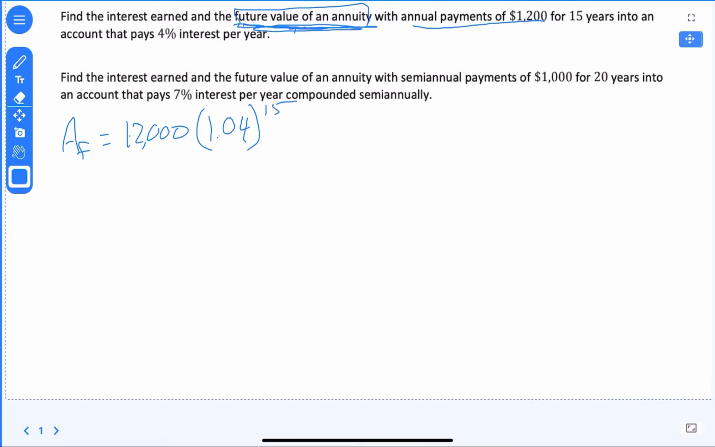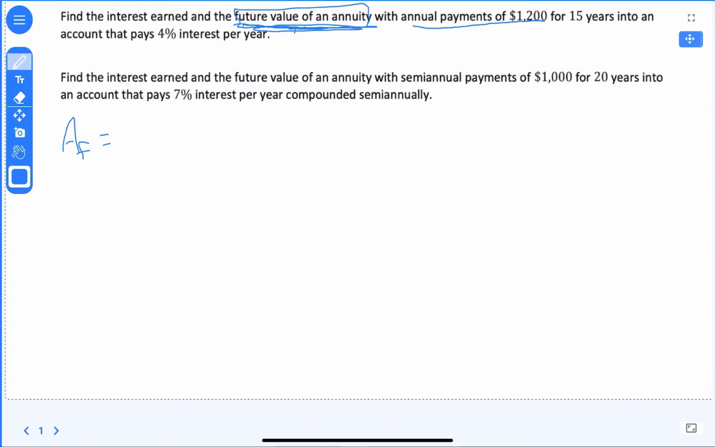Is that our formula? What would that tell us right there? Is that an annual payment? No, that is a one-time. I'm going to put it in there and not touch it. Wait, I put 12,000, not 1,200, sorry. Exactly, so that's not our correct formula.